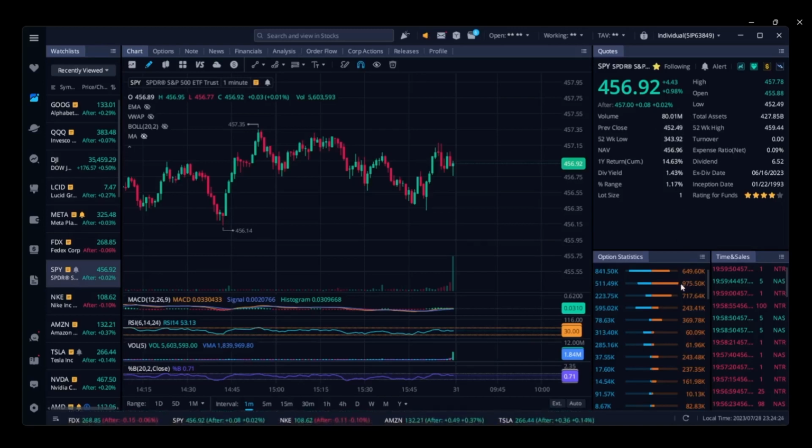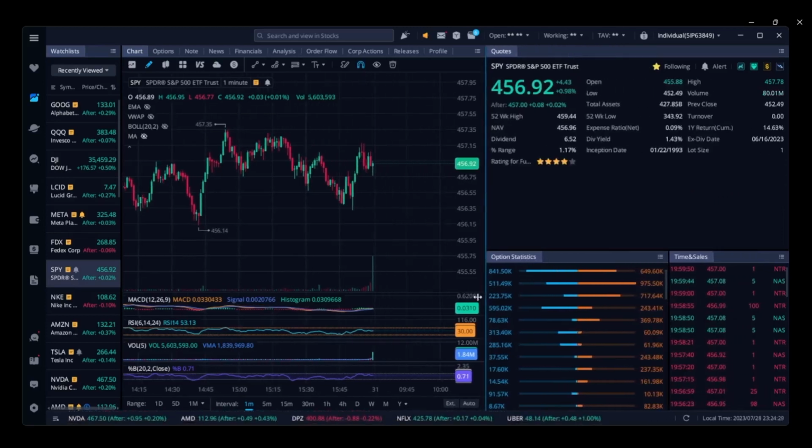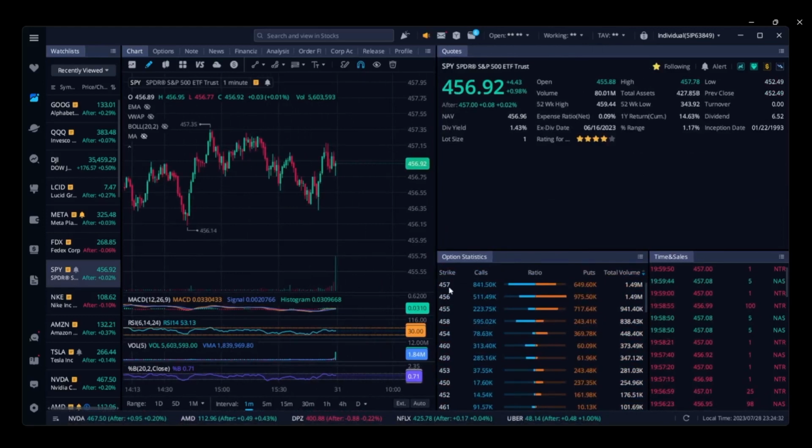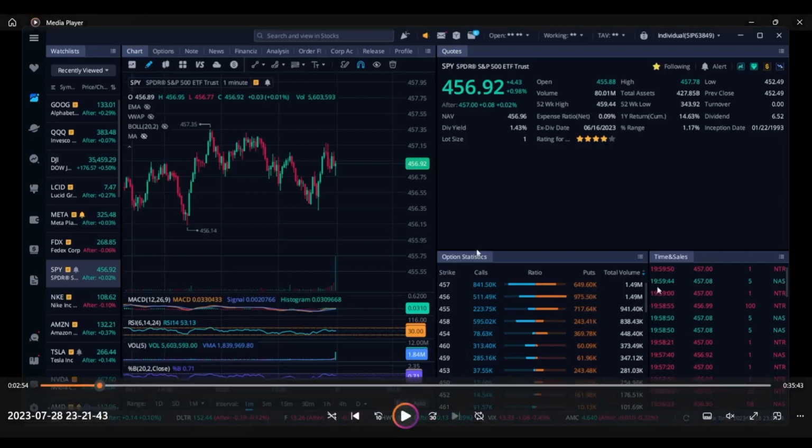So contracts, I trade contracts. Options trading is contracts. So 1 contract equals 100 shares. For contracts, you got calls and puts. A call means you think the stock is going to go up. Puts mean you think the stock is going to go down, the price, right? These are the different strike prices. So if you was to get puts and you think the price will stay below 457, this is what this means.